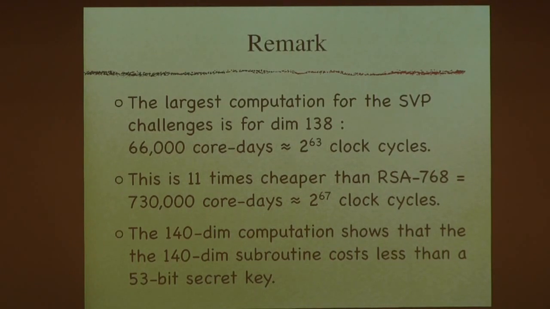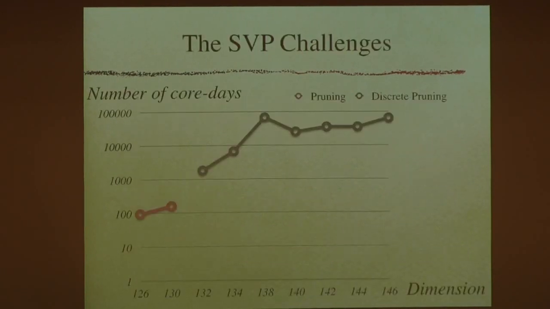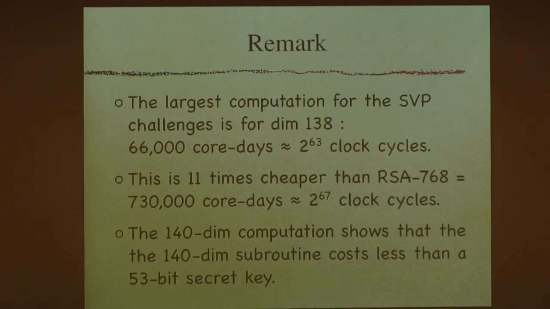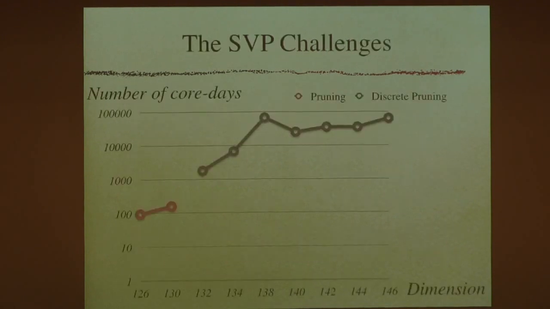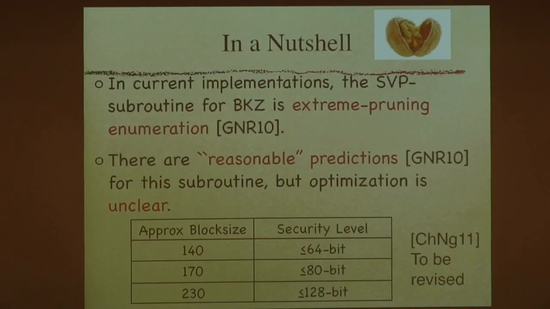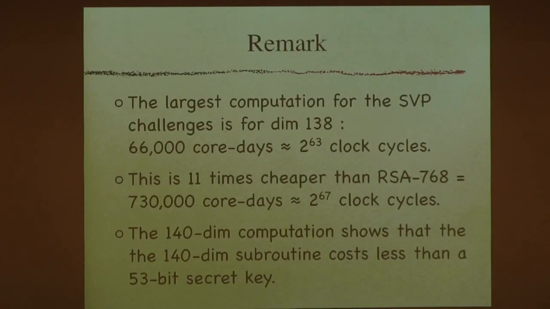But what is interesting is that if you look at, for instance, 140, you can see that the effort for 140 corresponds to about a 53-bit secret key. Remember our upper bound back in 2011, where we said it was less than 64-bit. Now we see it's much less than 64-bit. It's essentially 53-bit. And even that computation may not be optimal.